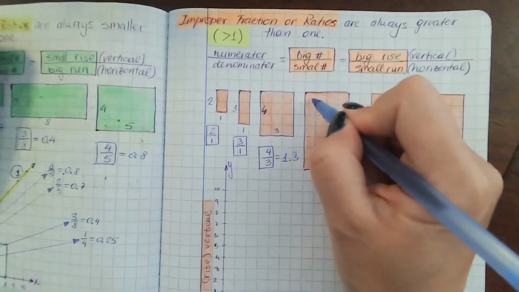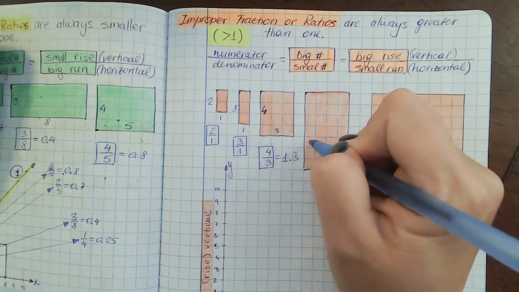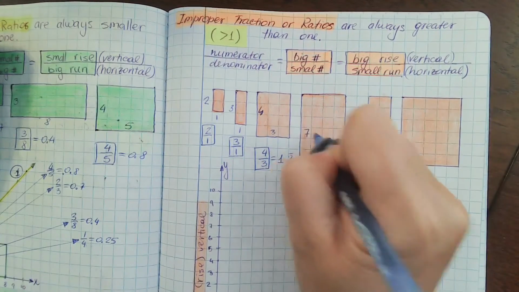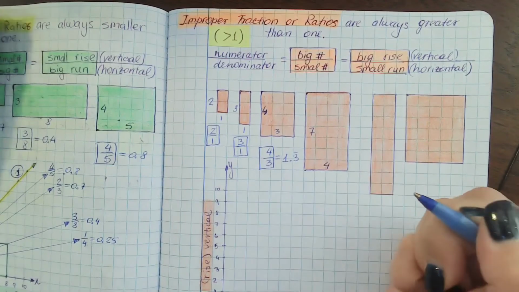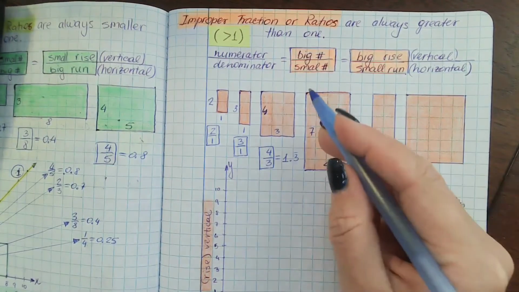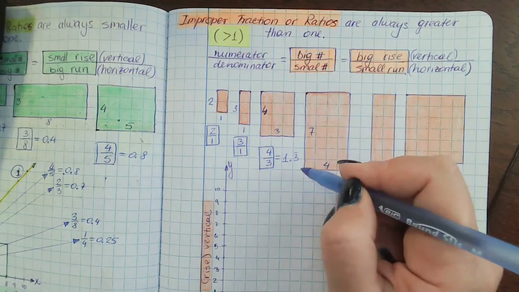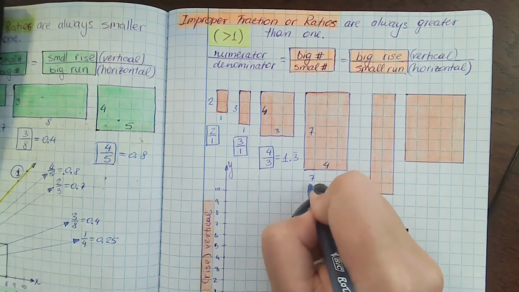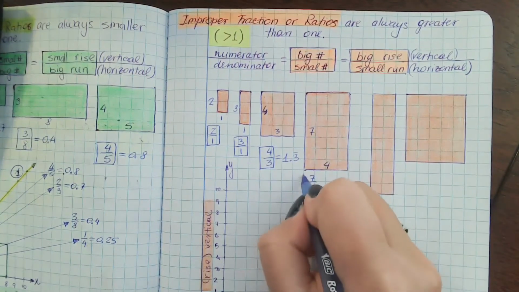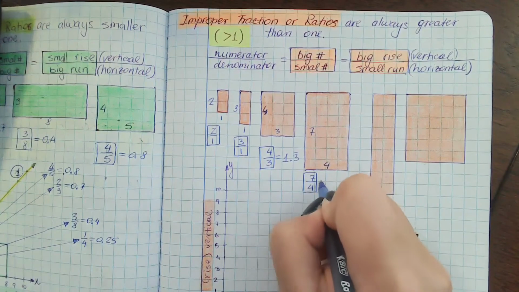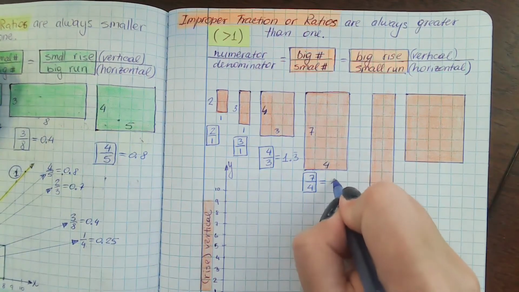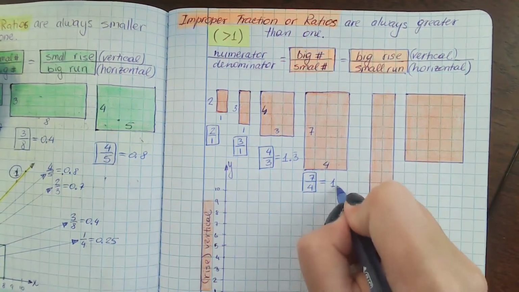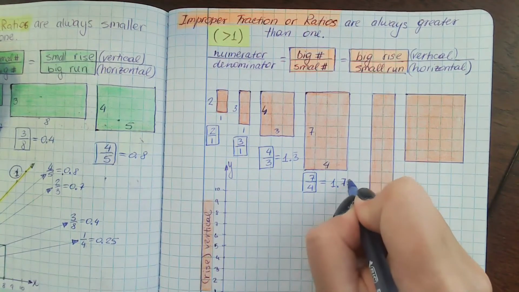Then I have the next rectangle. 1, 2, 3, 4, 5, 6, 7 vertically. 1, 2, 3, 4 horizontally. So 7/4. 7/4, vertical on top over horizontal. That value has to be bigger than 1. So if I divide 7 by 4, fraction means division, that is 1 3/4, or 1.75.